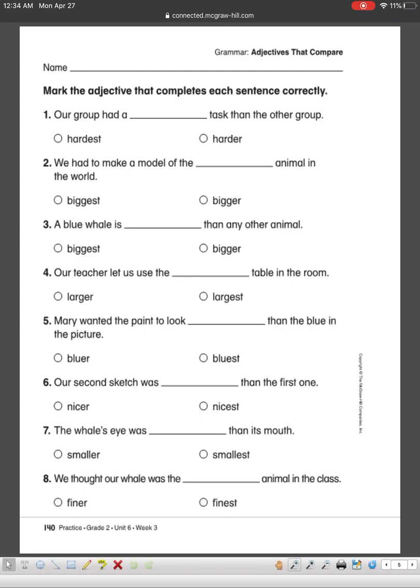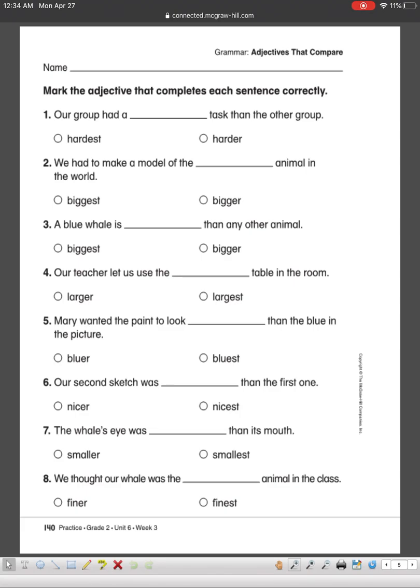Hello, second graders. Today, this is Miss Duncan, and we are going to be doing this grammar page 140 from your packet. If you have it, you can get it out now. If not, just a blank sheet of paper and a pencil. And we are going to be working on adjectives that compare.